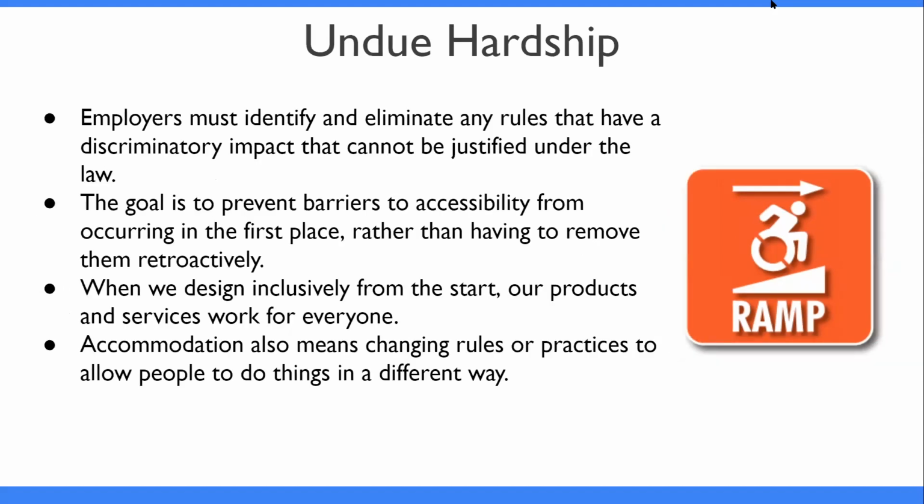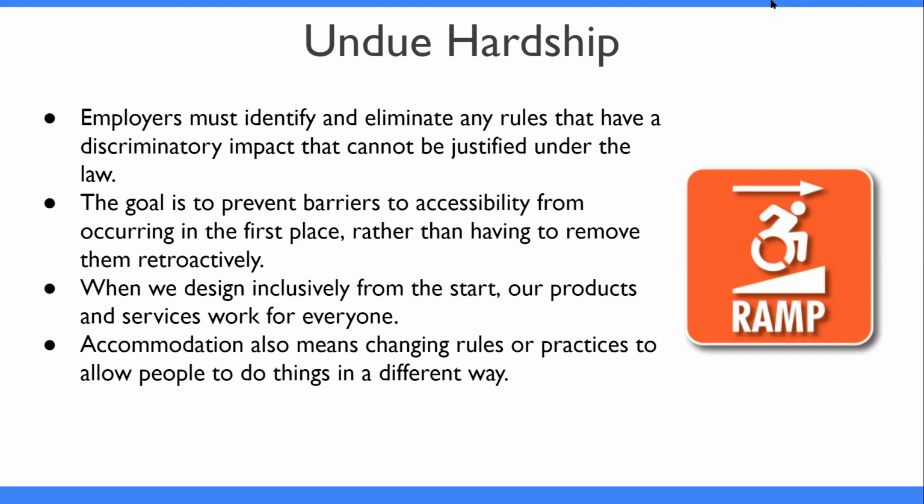So employers must identify and eliminate any rules that have a discriminatory impact that cannot be justified under the law. So if you have an arbitrary rule and you feel like it may be discriminatory, just get rid of it or revamp your policies. The goal is to prevent barriers to accessibility from occurring in the first place, rather than having to remove them retroactively.